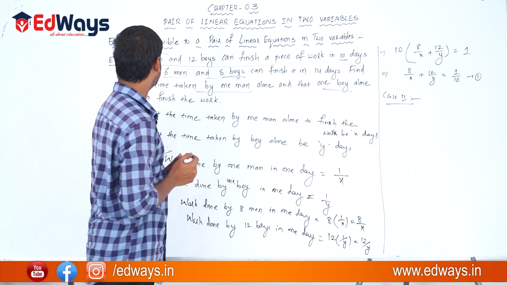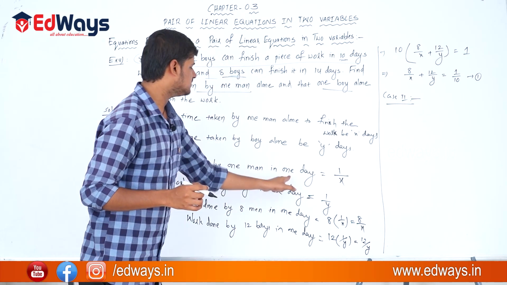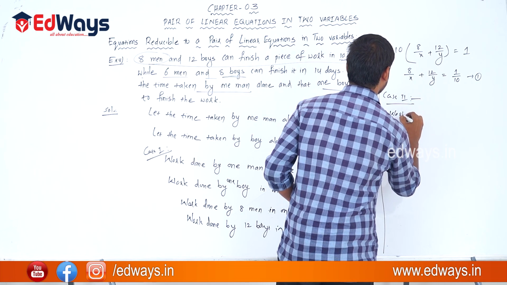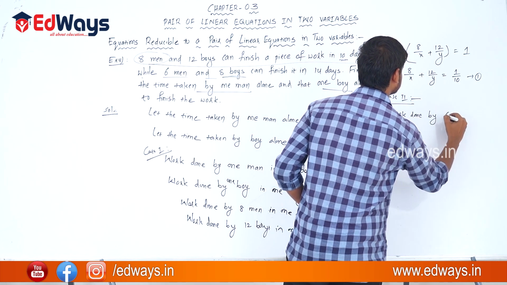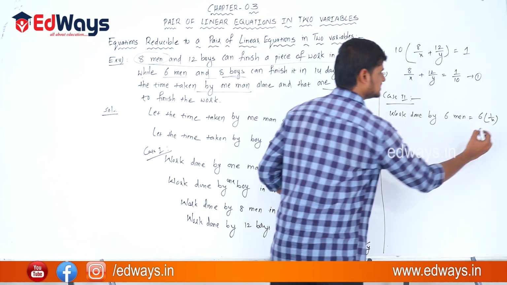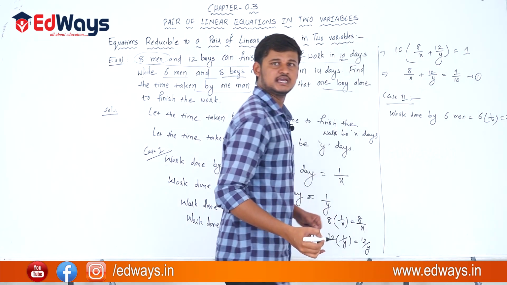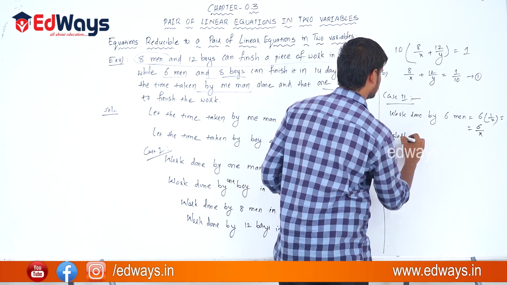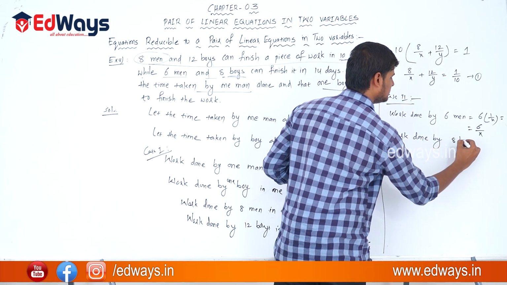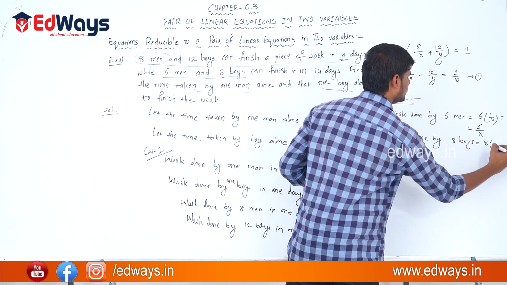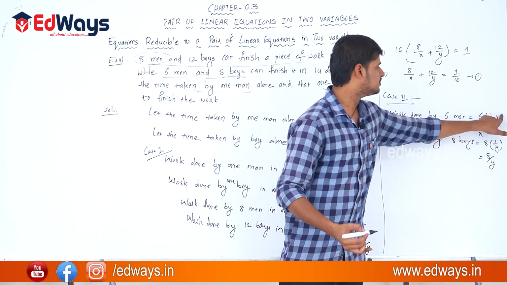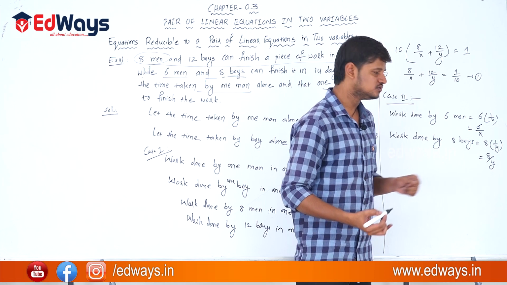In case 2, they said 6 men. The work done by one man in one day is 1 by x. So the work done by 6 men will be 6 into 1 by x, that is 6 by x. Then the work done by 8 boys will be 8 into 1 by y, that is 8 by y, right?